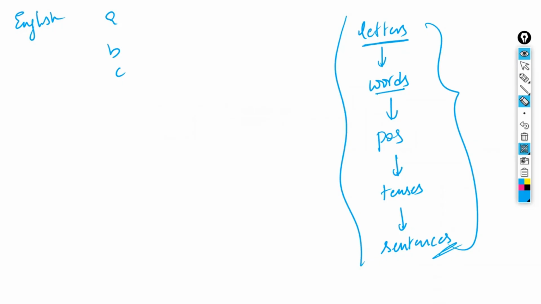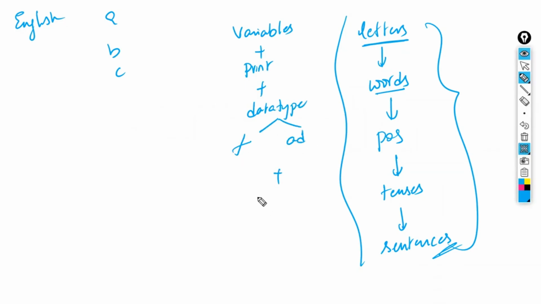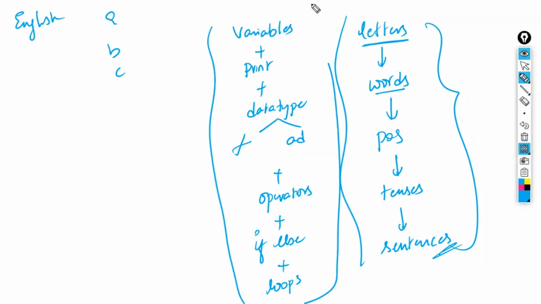Right? So similarly in Python, first we are learning the variable concepts. Plus we are going to learn print, and we are going to learn the data types. Within the data types, fundamental data types and advanced data types. Plus we have to learn the operators, and we have to learn if and else. Then we have to learn the loops. If you learn all of these things, then you can make a program as per your requirement. The program will come into the picture after learning this.